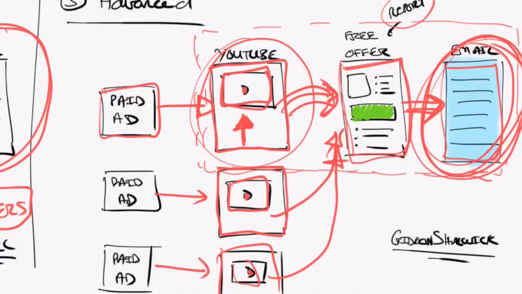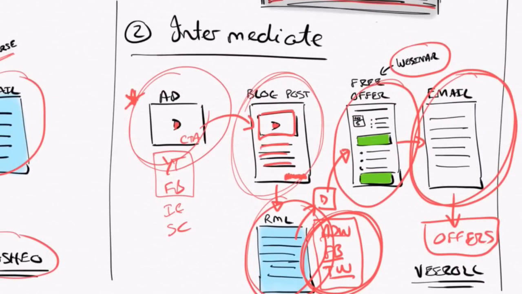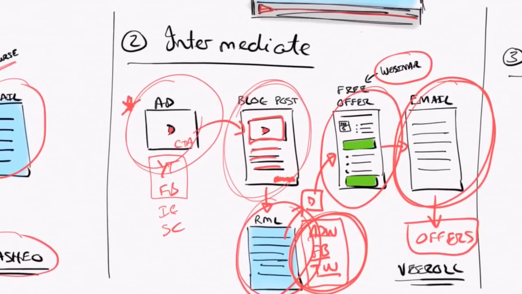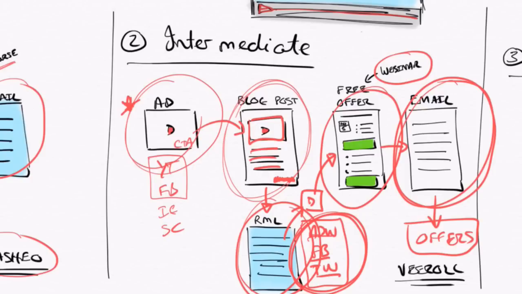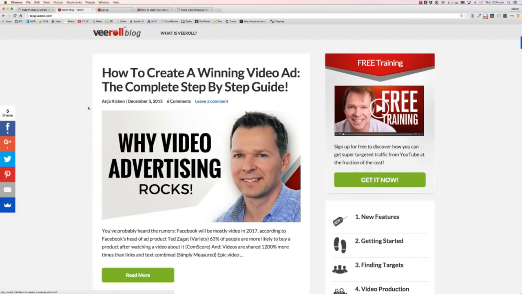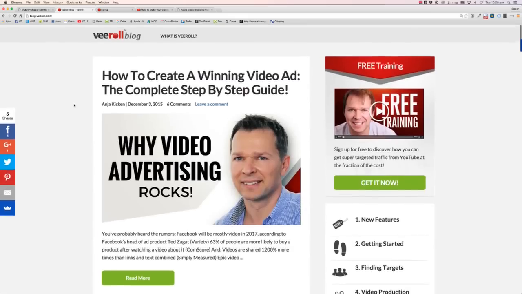Actually, I forgot to show you the example of the intermediate one. So let me show you this one first, and then I'll show you this third one in a second. So with this third one, remember it all starts with an ad, and then send people to a blog post, and then to the free offer while they get added to the remarketing list, and then they get onto the email database. So let's have a quick look at that. So here is the blog post that we'd send people to. Actually, it was, which one was it?